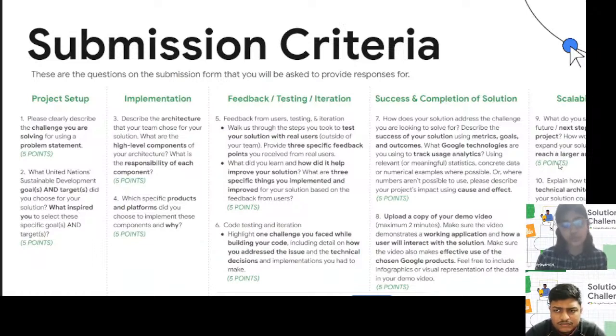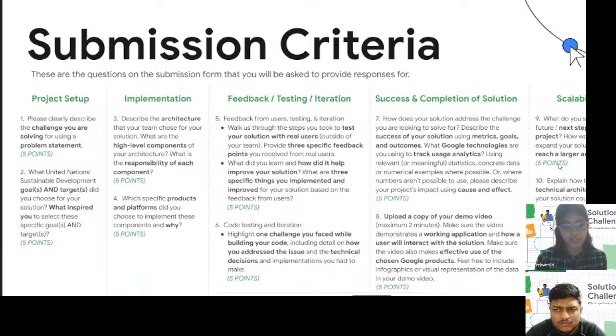Then they're also going to focus on how your solution is being implemented with the people. So they'll check, if you took your solution to the general people or your target audience, what was their feedback? Did you take that into consideration and then improvise your solution? So that's dealt with in question number 5.